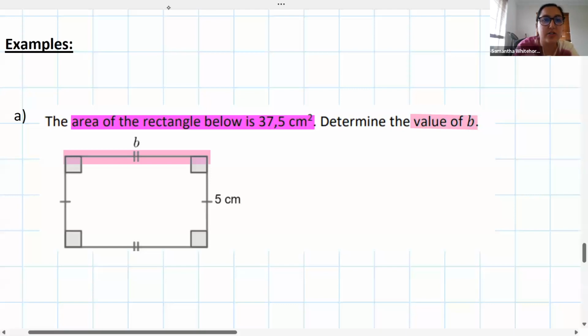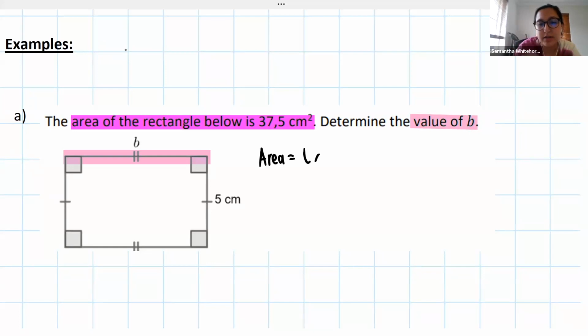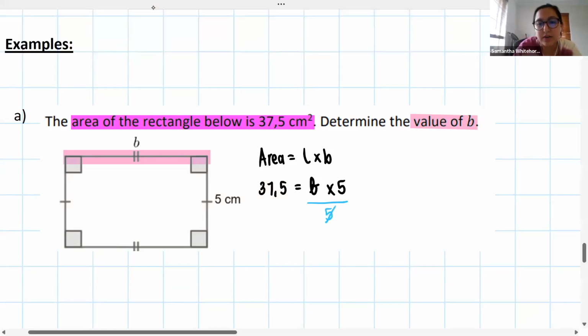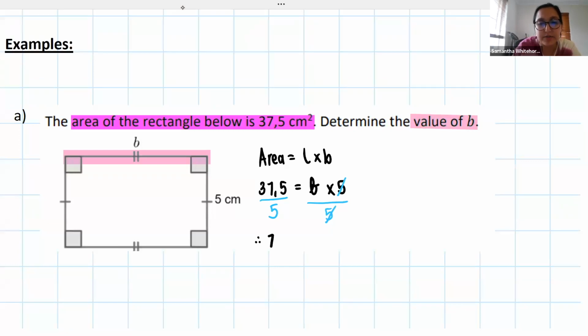Okay, excellent. So we know that the area of a rectangle is length times breadth. We know that the area is 37.5. We don't know what the length is. That's the B value that I'm trying to find. But I know that the breadth or the width is 5. Now, using my inverse operations, I know that the opposite of multiplication is division. So if I divide both sides by 5, I'm able to solve for that value B. Now, 37.5 divided by 5 is 7.5 centimeters. And that is my value for B.